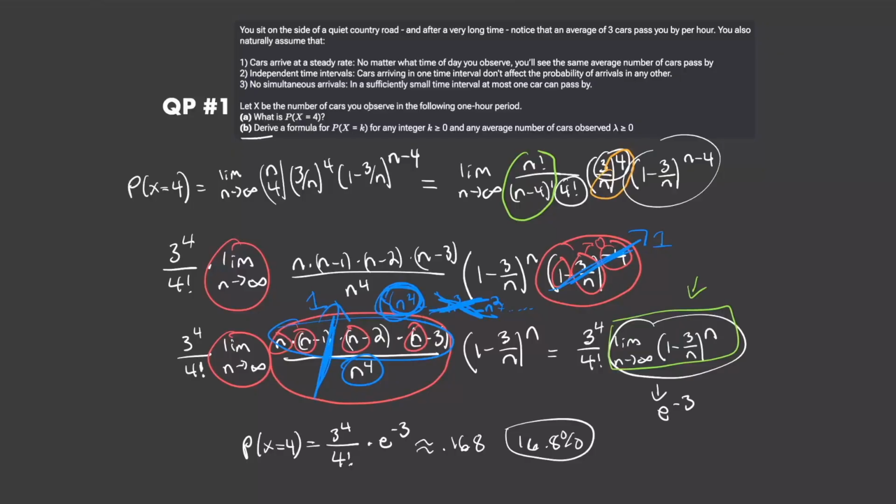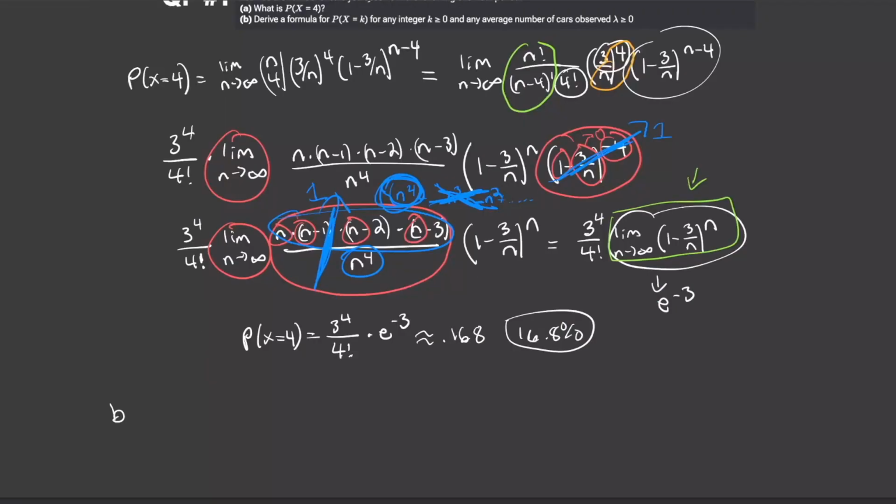So now in part B, derive a formula for the general case. Well, I'm not going to go do the whole thing over again because we basically already did it in part A, just with specific values of 4 and 3. But there's nothing special about these specific numbers. You could just do the exact same thing where you replace 4 with k and you replace 3 with lambda and you'll get the exact same answer.